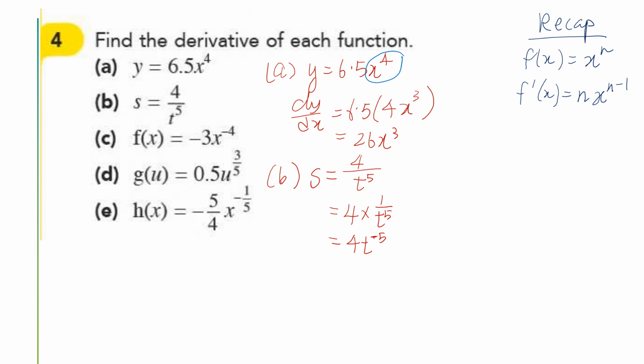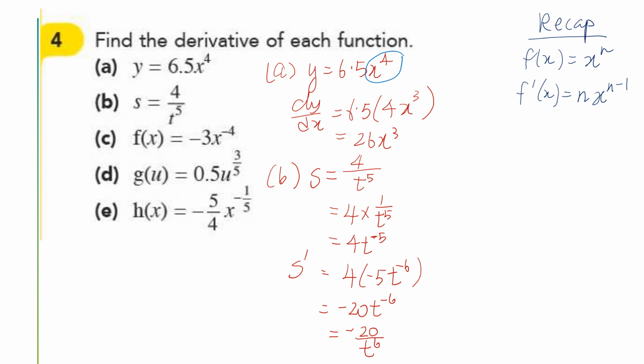Alright, so we're going to find the derivative of this function s, so that will be s prime. We're going to ignore 4, bring the power down, power minus 1. So this is negative 5 minus 1. Be careful, negative 5 minus 1 gives you negative 6. Some students will make the mistake of giving the answer as negative 4. It's negative 5 minus 1, negative 6. So 4 times negative 5 will be negative 20t to the power negative 6. Change it back to a positive index, that will be negative 20 over t to the power of 6.